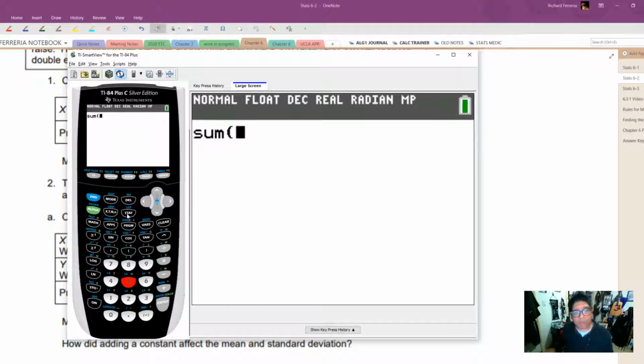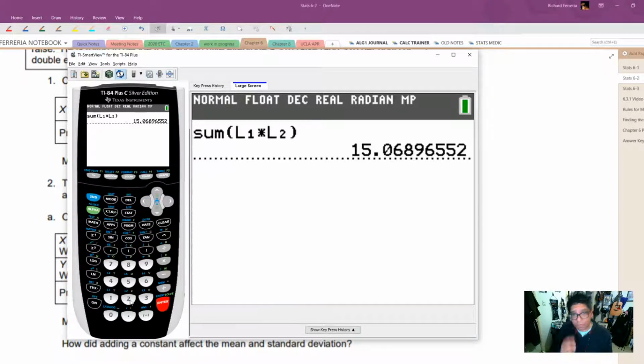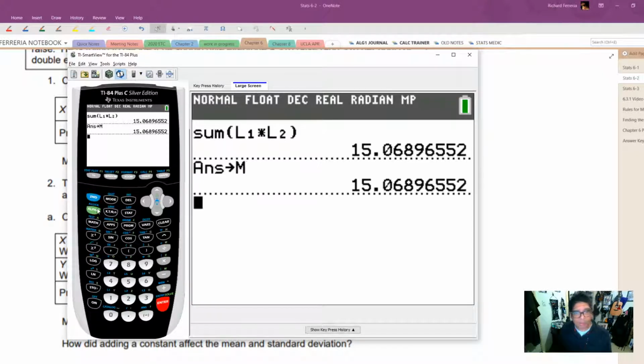So we're going to multiply the wages, which were in L1, multiplied by the probabilities, which were in L2, and then we're just going to add those together. So this command right here will give me the mean. Okay, so there's my mean, 15.069. What I'm going to do is store that as the letter M so that I don't have to keep typing in that number.